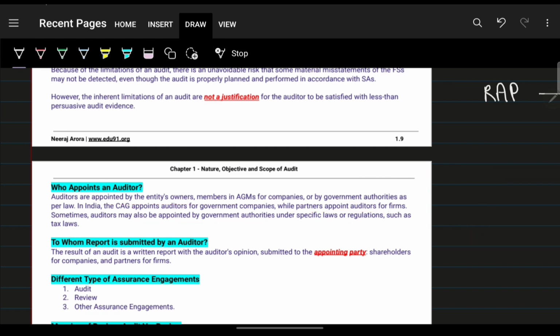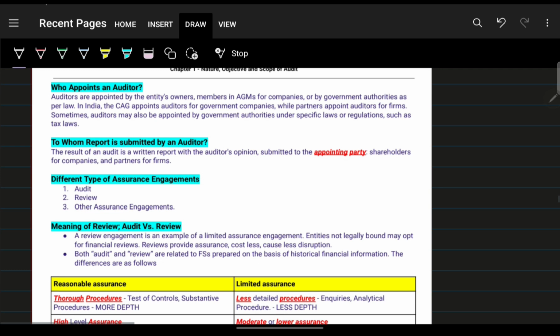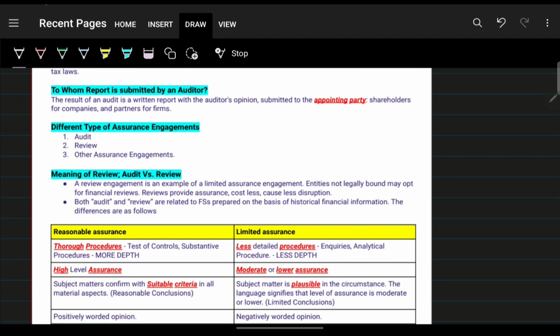Okay, next, to whom is the report submitted? Obviously to the person who appointed us. So whoever appointed us, we submit to the appointing party. Suppose A appointed the auditor and B is the auditor, B will give the report to A. Very simple, right? Next, the different types of assurance engagements, right?